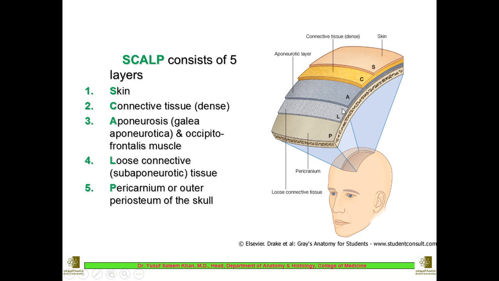So the word SCALP, with its letters, stands for the 5 different layers. There are 5 layers of the scalp, beginning from superficial to deep: skin, connective tissue, aponeurotic tissue, loose connective tissue, then the pericranium. So these are the 5 layers of the scalp.